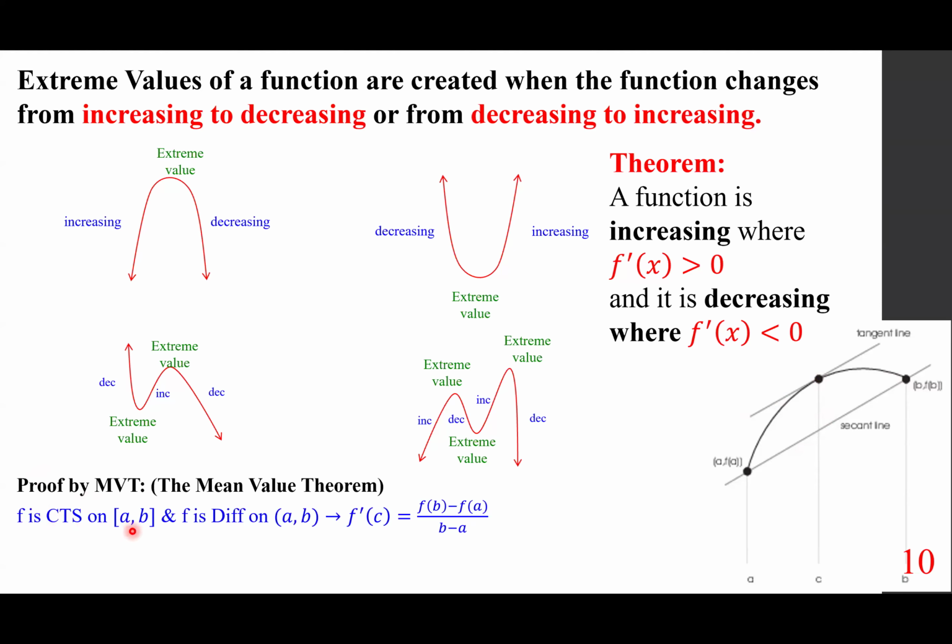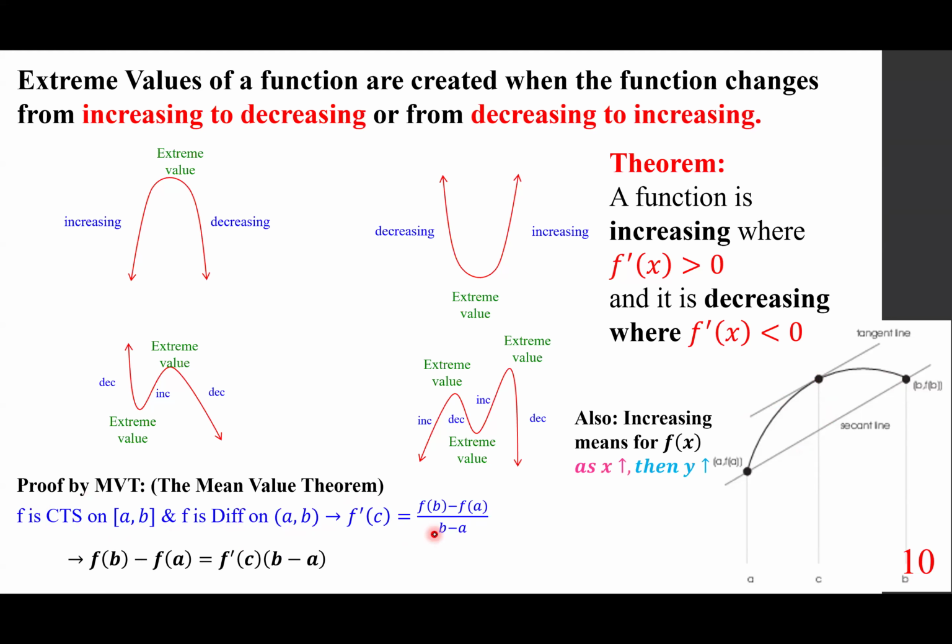If f is continuous on the closed interval from a to b, and f is differentiable on the open interval, then there must be some point c such that f prime of c equals f of b minus f of a over b minus a, or, as you recall, the cross product, f of b minus f of a is the product of these two. That means the same thing.